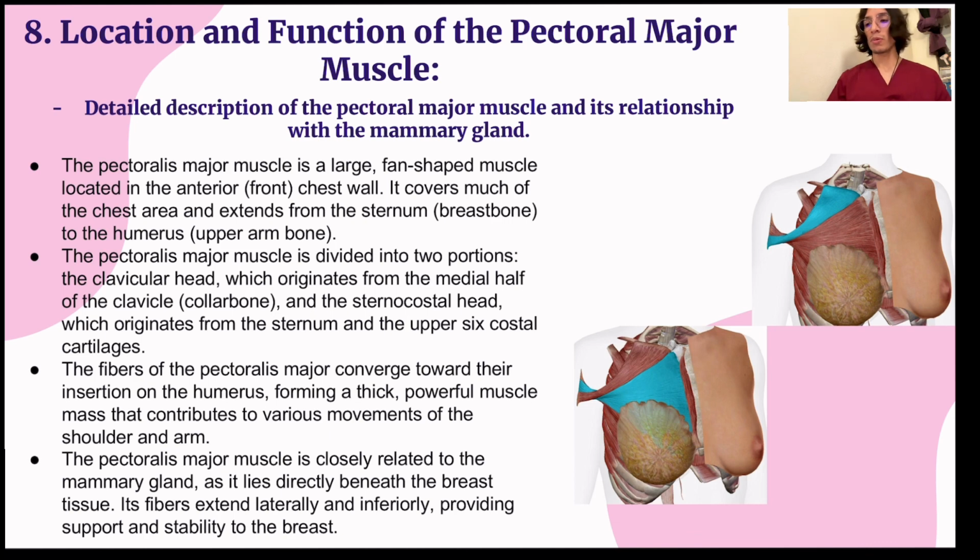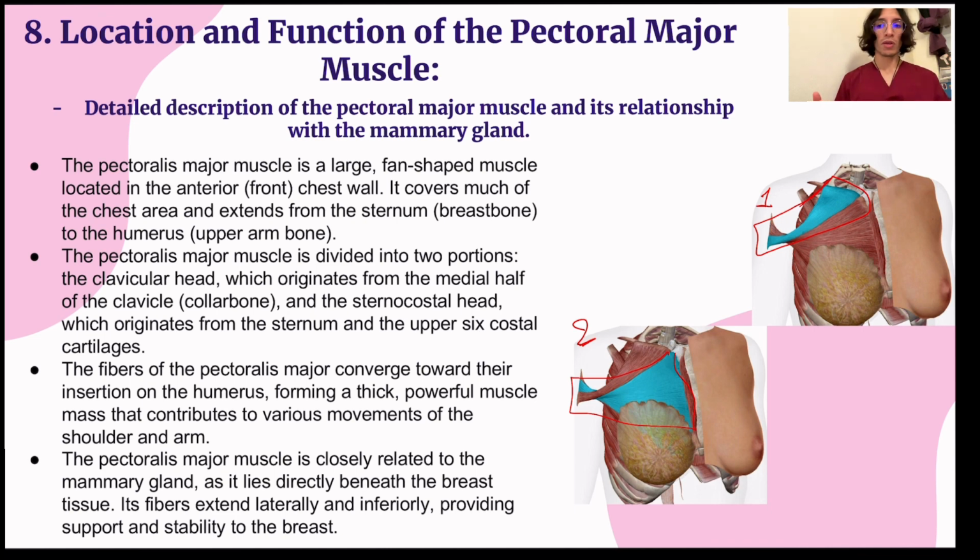Okay, the clavicular head, which originates from the medial half of the clavicle, here, for example, and the sternocostal head, which originates from the sternum and the upper six costal cartilages, here, the second example. The fibers of the pectoralis major converge toward their insertion on the humerus, forming a thick, powerful muscle mass that contributes to various movements of the shoulder and arm.